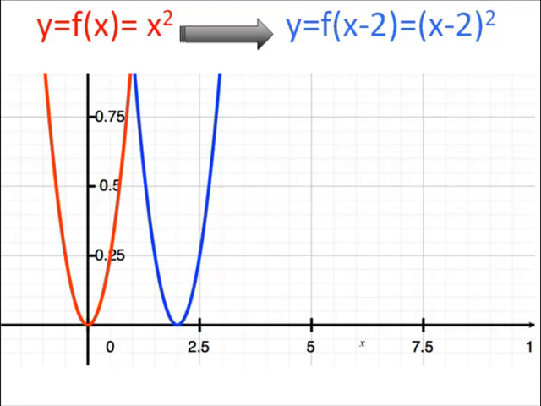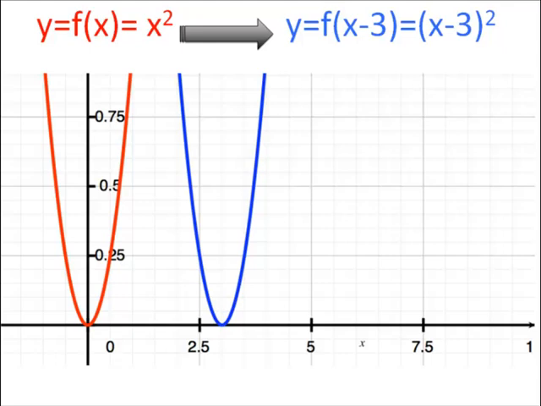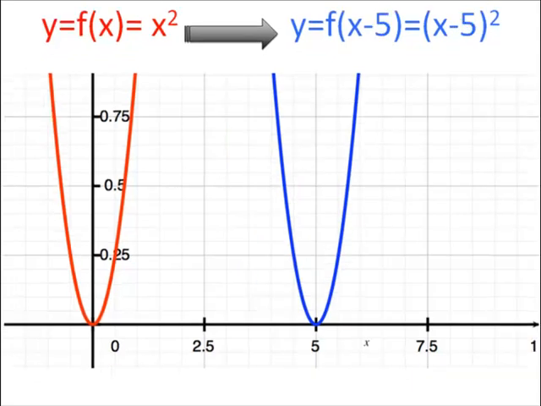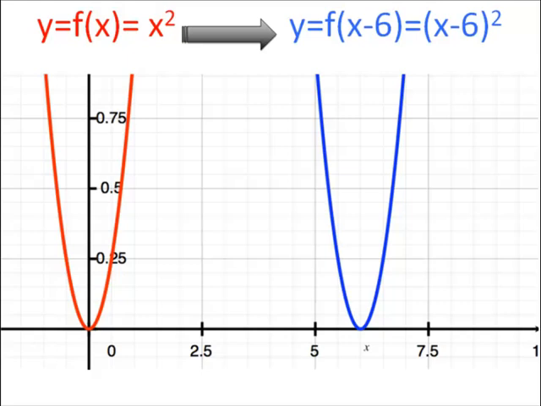x minus 2 is 2 steps to the right, or 2 units to the right. x minus 3 is 3 steps to the right, or 3 units to the right. x minus 4 is 4 steps to the right. x minus 5 is 5 steps to the right. x minus 6 is 6 steps to the right.